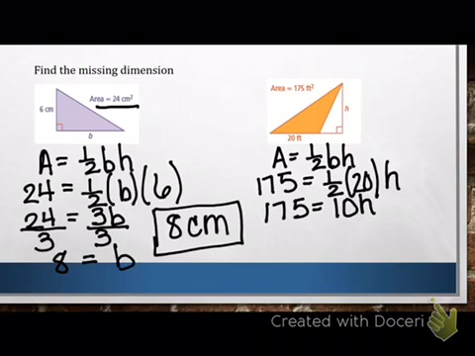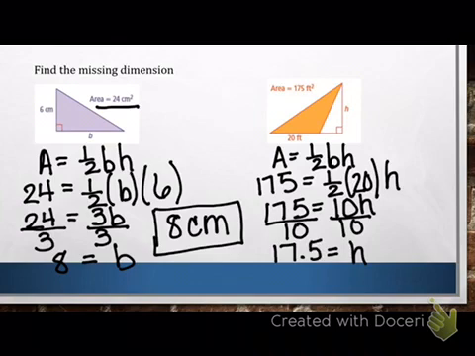Now, in order to get my H to stand alone, or to find the value of H, I've got to get rid of that 10. They want me to multiply, but I'm not going to do that. I'm going to undo the operation, and I'm going to divide both sides by 10. That leaves me with H, and H is equal to 17.5.